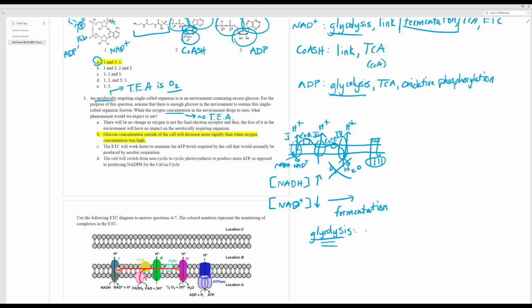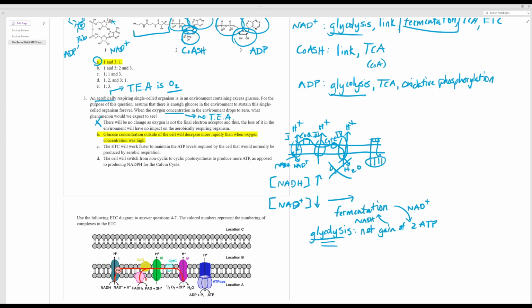For glycolysis, you get that net gain of 2 ATP, and fermentation is taking that NADH and converting it back to NAD+, which then can go back into glycolysis. Okay. So, let's see. There will be no change as oxygen is not the final electron acceptor, and thus the loss of it in the environment will have no impact on an aerobically respiring organism. This is false. An aerobically respiring organism does use oxygen as the terminal electron acceptor. So, you will expect a change.